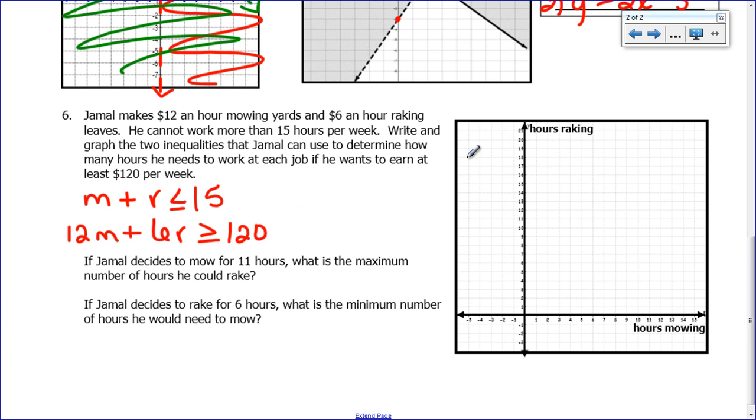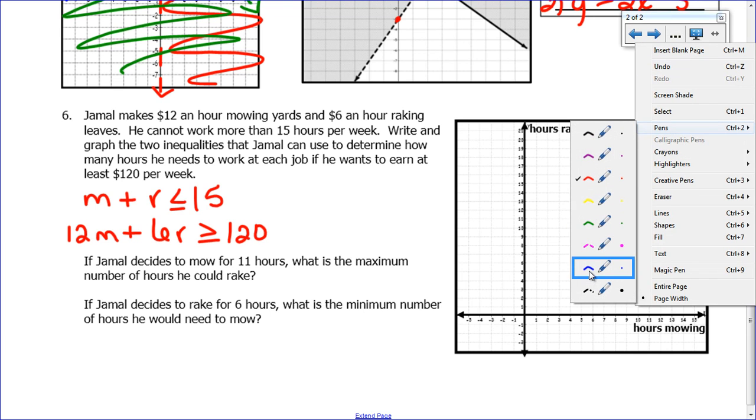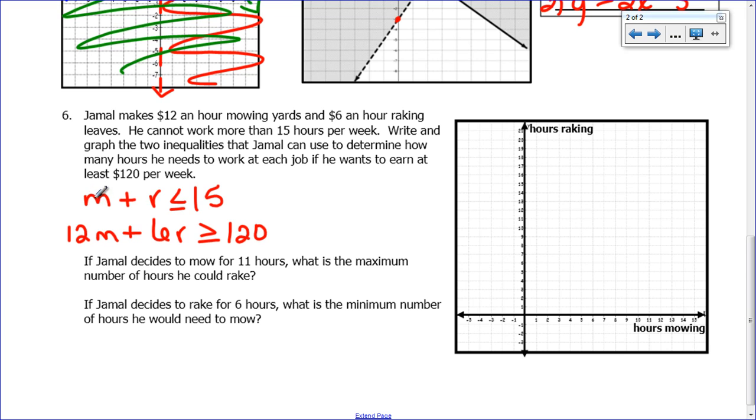Now I have to graph these. If you will notice, they have labeled for me: hours mowing is on the x, hours raking is on the y. So I'm going to rewrite these so that they are x's and y's instead of m's and r's. So this becomes x plus y is less than or equal to 15, and this is 12x plus 6y is greater than or equal to 120. All I've done was turn the m's into x's and the r's into y's so that I can deal with it. Now I need them to be in y equals form.